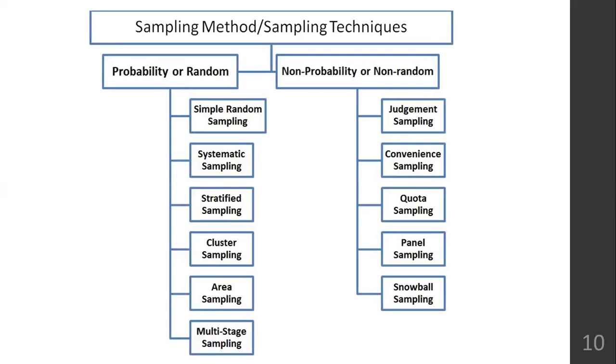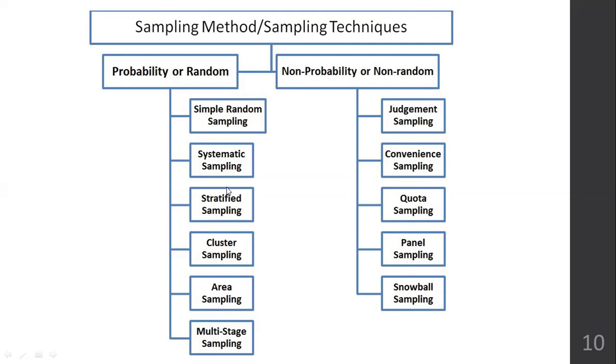Then there are sampling techniques: probability sampling and non-probability sampling. In probability sampling, each and every participant has an equal chance of getting selected in a research. In non-probability sampling, each and every sample in the universe does not have an equal probability of getting selected in the research.